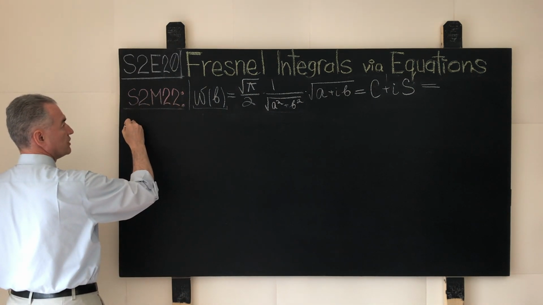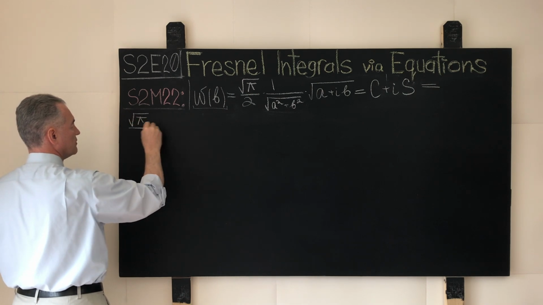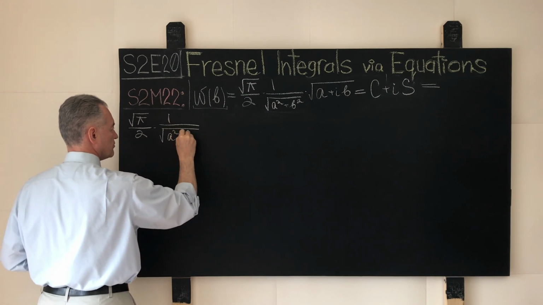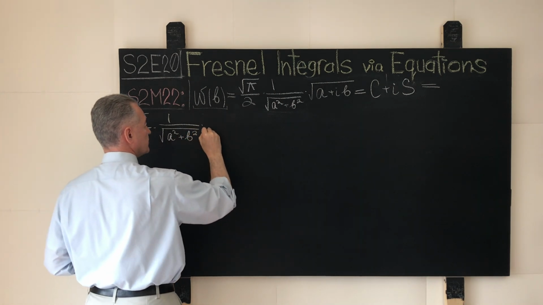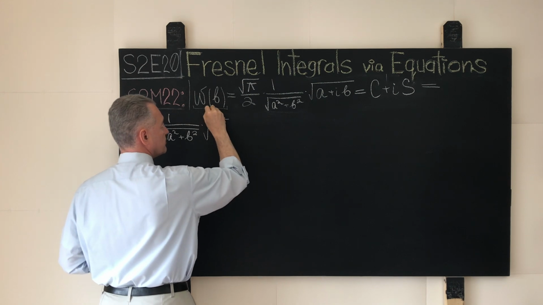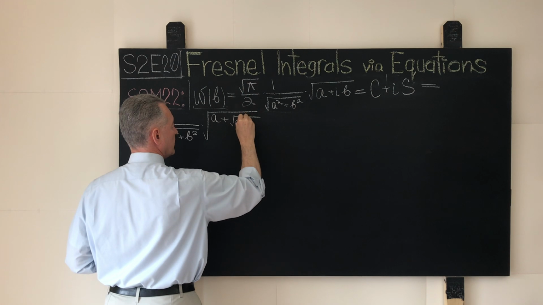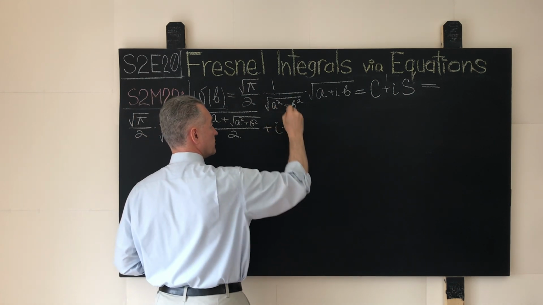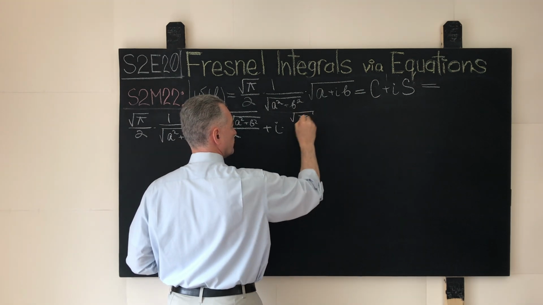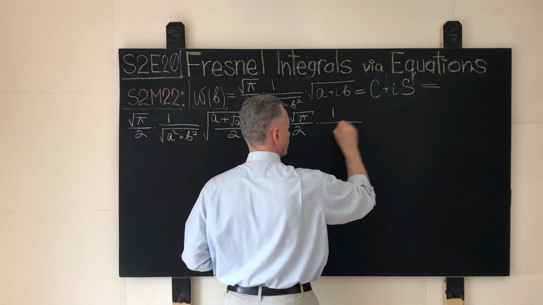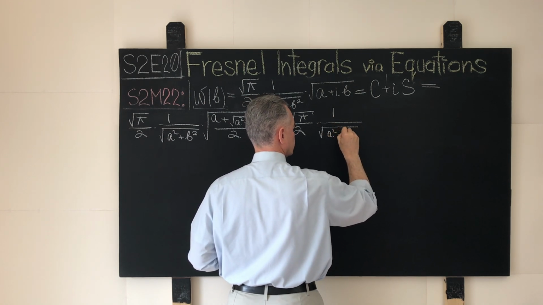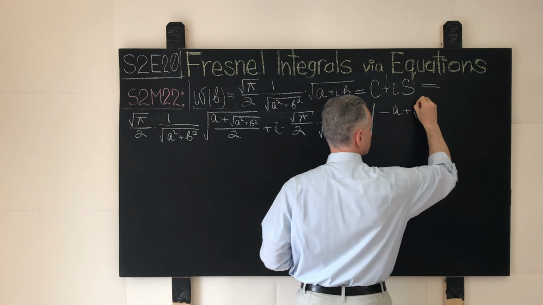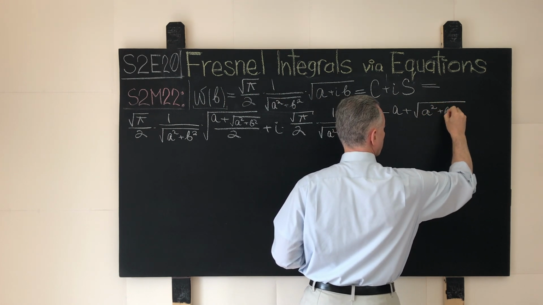And thus we have the square root of pi over 2 times [i] 1 over square root of a squared plus b squared times the square root of a plus square root of a squared plus b squared over 2, plus i times the same multiplicative constant, square root of pi over 2 times 1 over square root of a squared plus b squared times the square root of minus a plus square root of a squared plus b squared over 2.